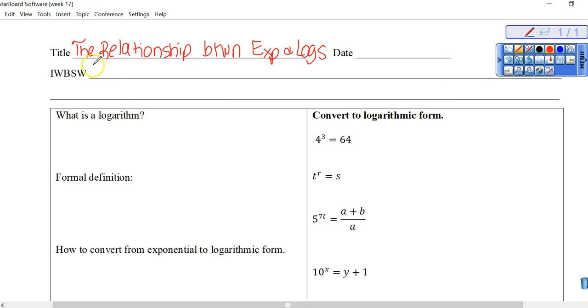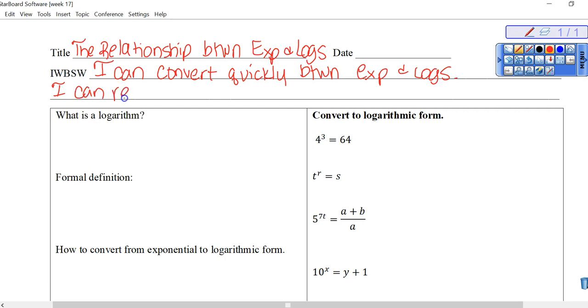Here's your objective. You will be successful when you can convert quickly between exponentials and logarithms, and you can recognize common and natural logs. And when I say logs, I mean logarithms.